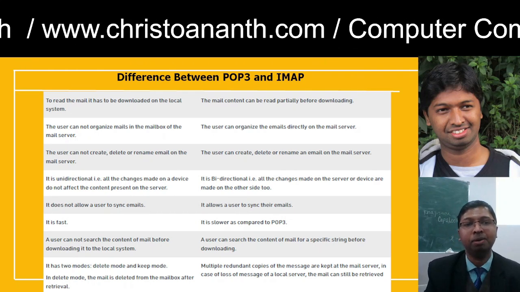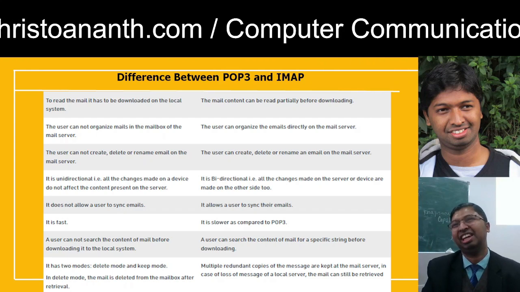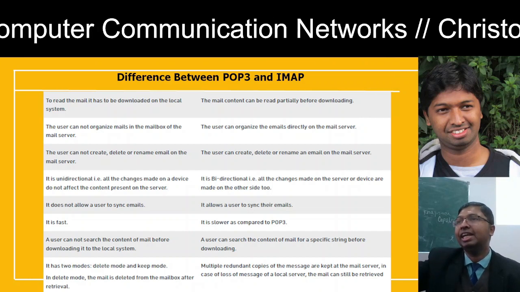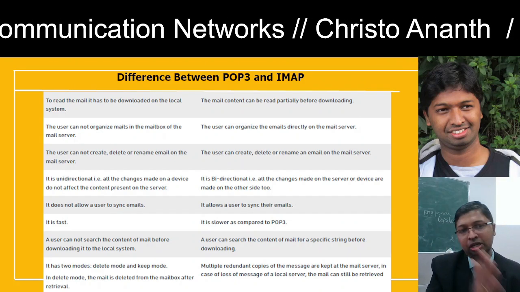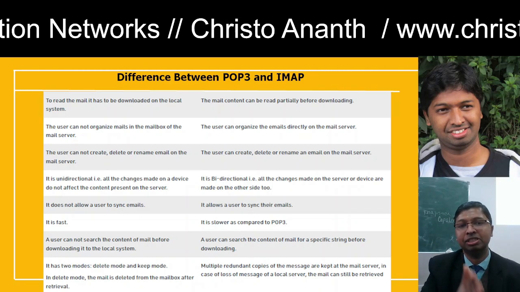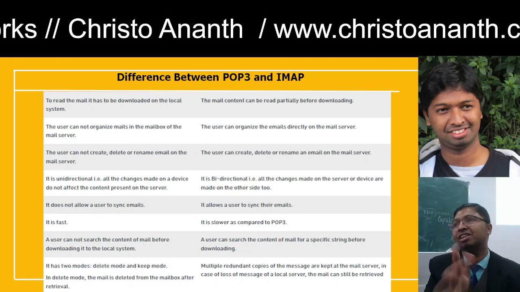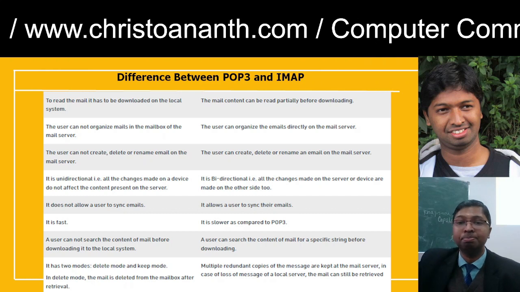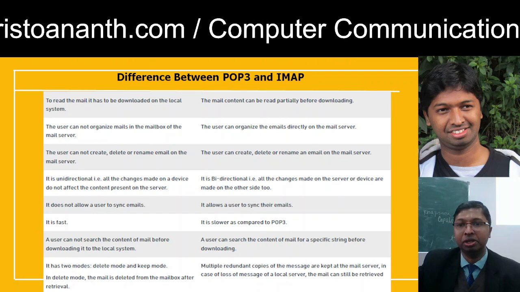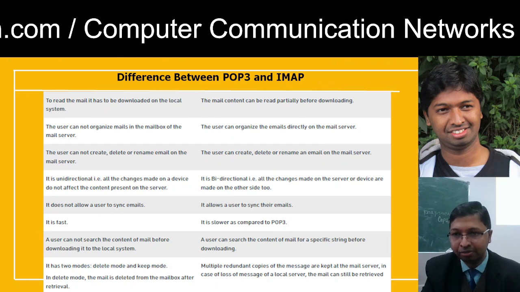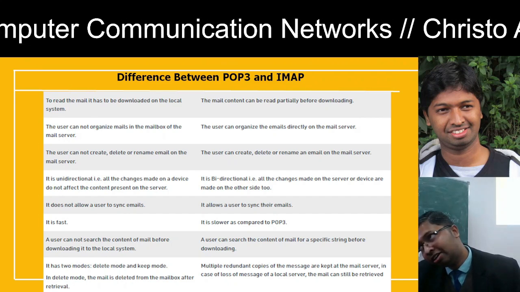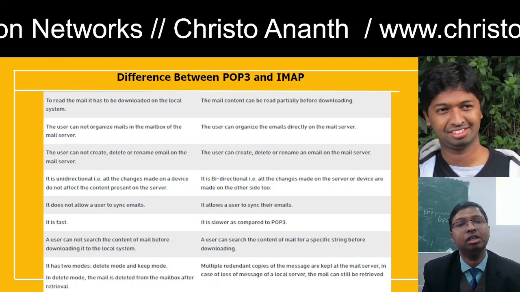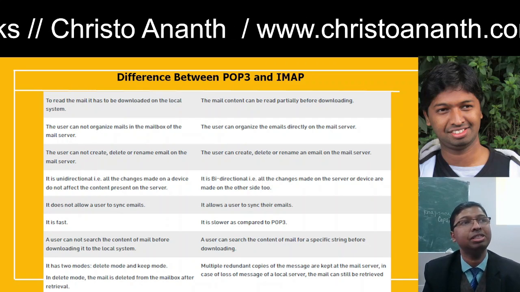Okay, so in POP the user cannot create, delete, or even rename, but here you can delete, create, and even rename. Okay, but POP is unidirectional, which means that all changes made on the device do not affect the content present on the server. But IMAP is bidirectional, which means two-way. So all changes made on the server or the device are reflected on the other side, the client also. And POP does not allow the user to sync the emails.